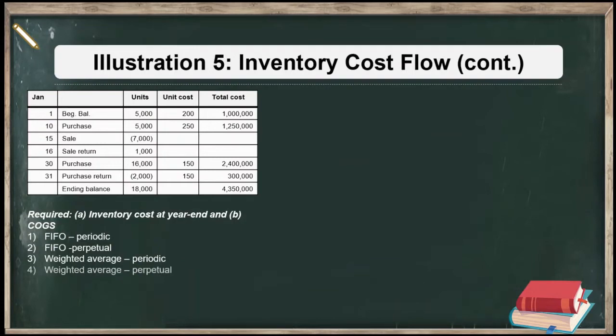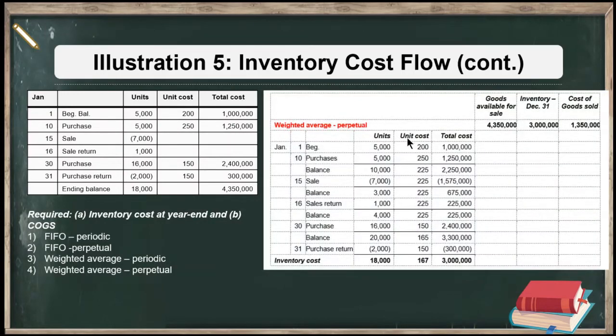Next is the weighted average perpetual. For the perpetual, we need to trace the transactions from the beginning balance. We have 5,000 units, that's 1 million. Add the purchases, 5,000 at 250, so that's 1,250,000. The total is 2,250,000. Then divide it by 10,000 units to get the unit cost of 225. Again, if there are purchases, we determine the new unit cost, and that new unit cost will be the basis for the next sale to get the cost of sales.